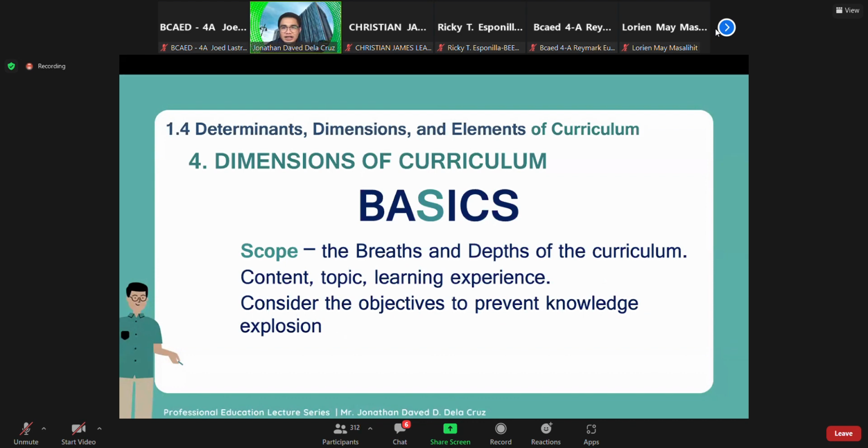Next is scope. Okay, so scope, papasok dito yung breadth and depth. Dito kayo mag-uusap ng mga kapwa mo content experts, kung gaano kalalim at kahaba yung discussions ninyo pagdating sa isang topic. Okay? In order, of course, to prevent other curricular problems like curriculum gap and curriculum overlap. Content, topic, and learning experience should also be discussed here. Consider the objectives to prevent knowledge explosion. Kasi baka mamaya, yung subject mo, ang hirap na, nilaliman mo pa, nilawakan mo pa, di ba, kawawa yung bata.